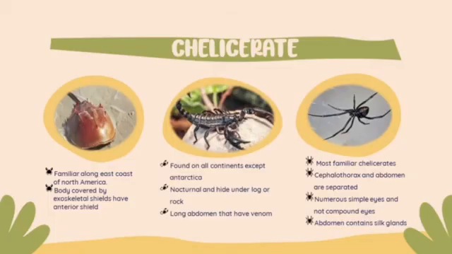The last example is chelicerates. Chelicerates are actually divided into many types and many species, but I would like to tell you about the three main ones. The first one is horseshoe crabs, which are familiar along the east coast of North America. The horseshoe crab's body is covered by exoskeletal sheets that have an anterior shield.